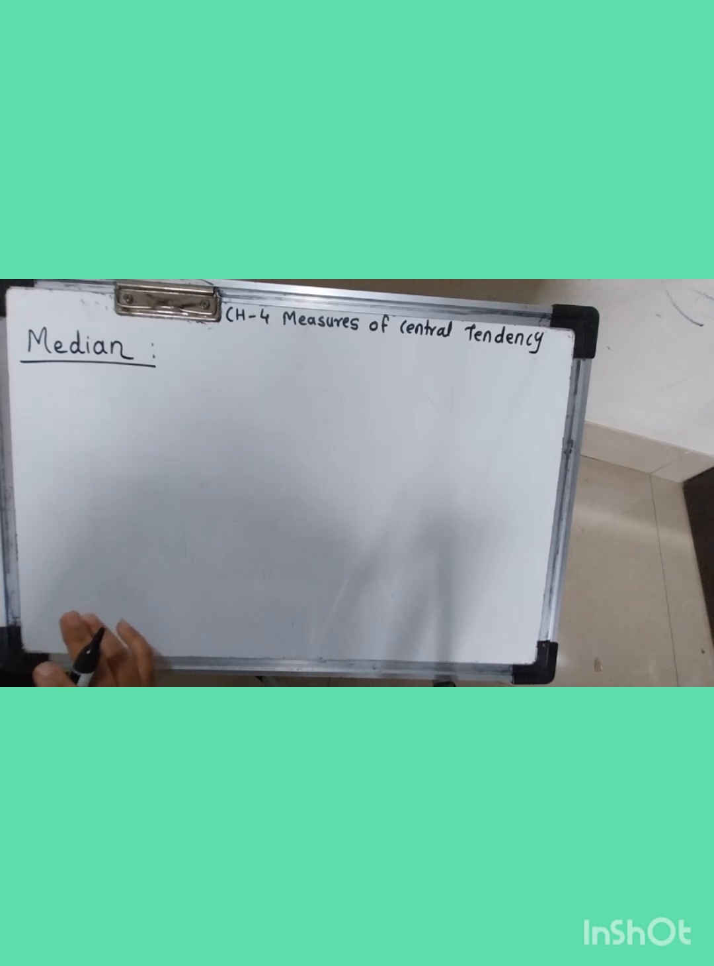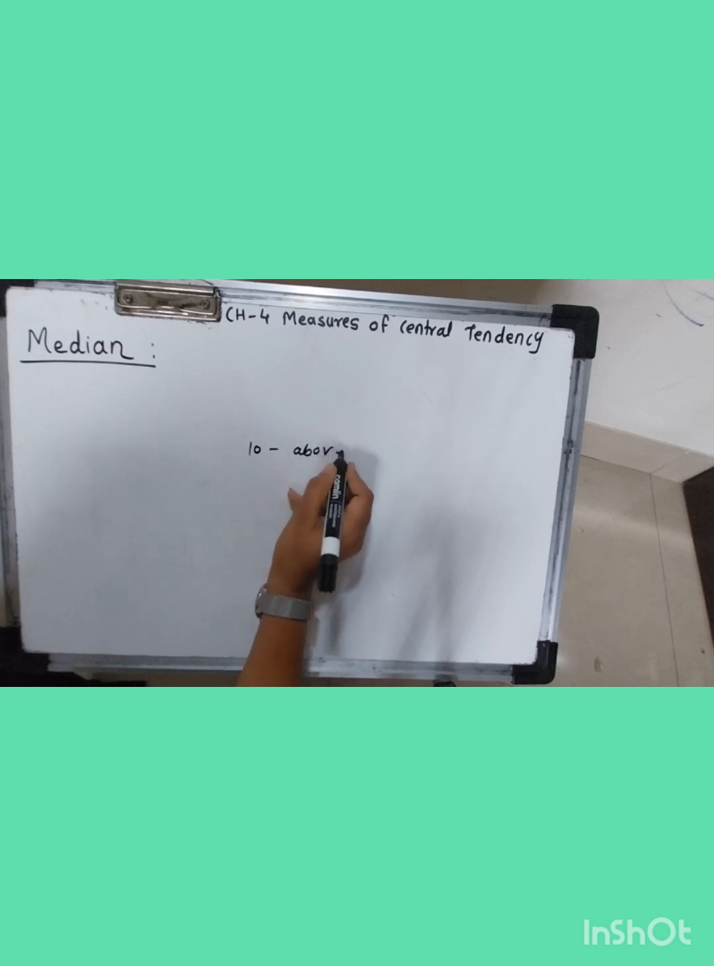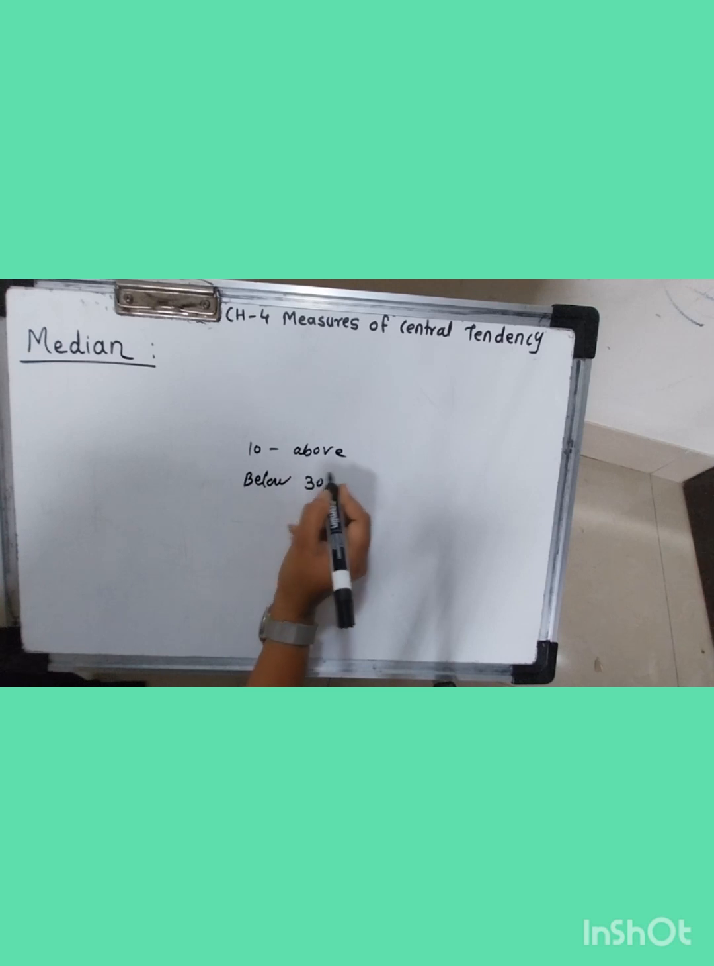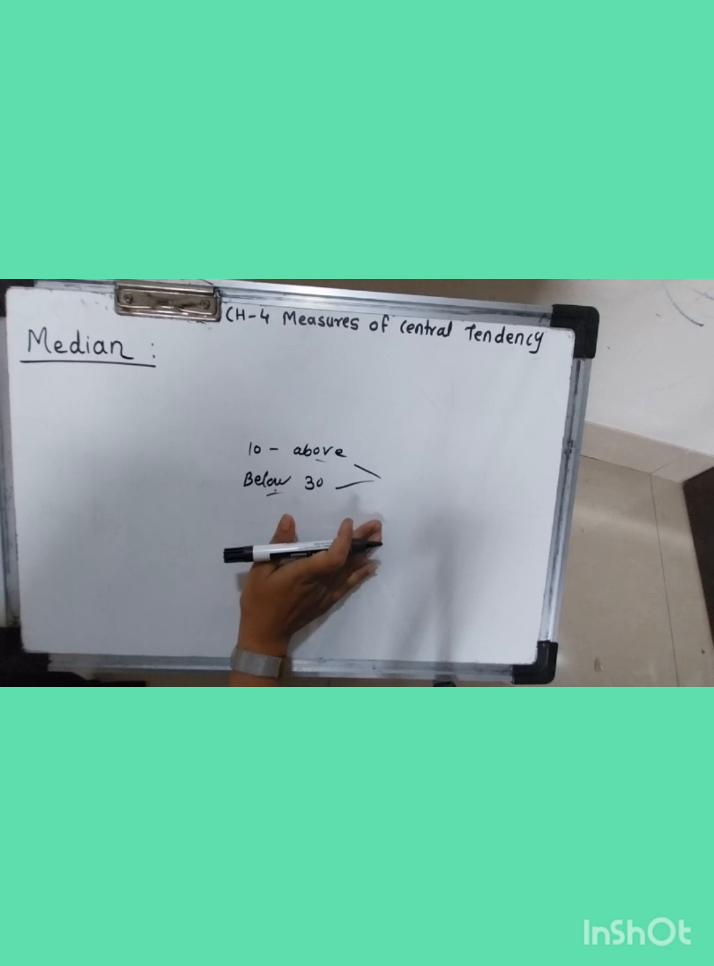If a frequency distribution includes open-end classes, all of you know what open-end classes are, like 10 and above, or below 30. These are open-end classes. We studied them in data condensation. Open-end classes means one of the limits is not specified. Here the upper limit is not specified, here the lower limit is not specified. We call it an open-end class. If the frequency distribution includes an open-end class, the mean does not exist.